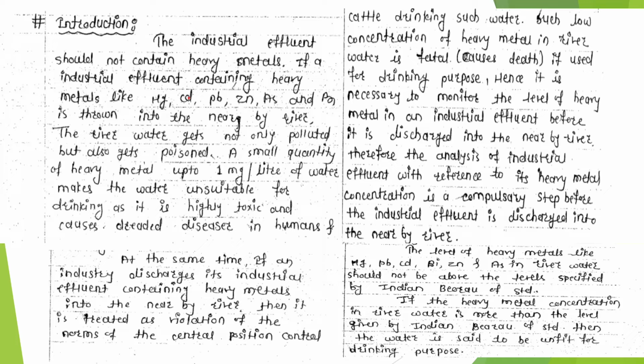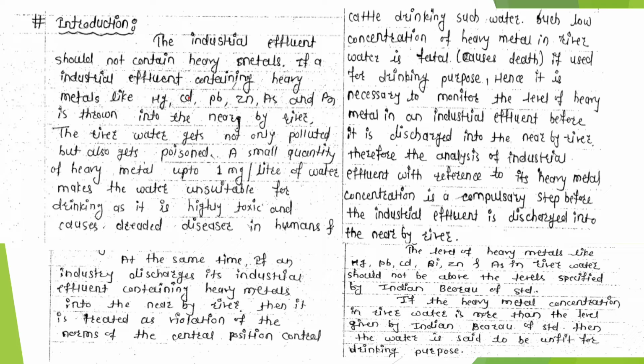The level of heavy metals like mercury, lead, cadmium, bismuth, zinc, and arsenic in the river water should not be above the level specified by the Indian Bureau of Standards. So it is a must to first determine the industrial effluent and check the level of heavy metals such as mercury, lead, cadmium, bismuth, zinc, and arsenic in the given effluent, which should be no more than the level specified by the Indian Bureau of Standards.